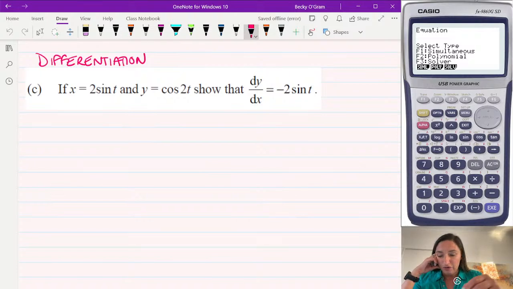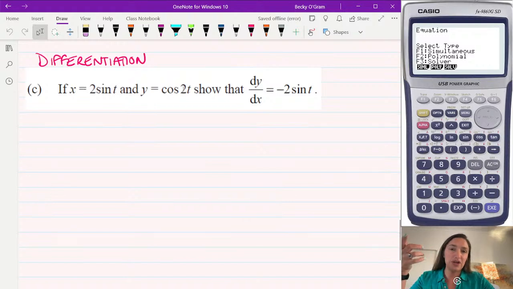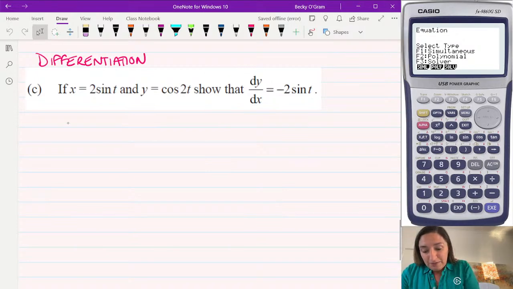Okay, so we're differentiating this. We've got parametric equations. X is defined in t and y is defined in t. As soon as you get t involved in the middle of those things, you know you're doing parametric equations. So the first thing, we're going to differentiate each one.